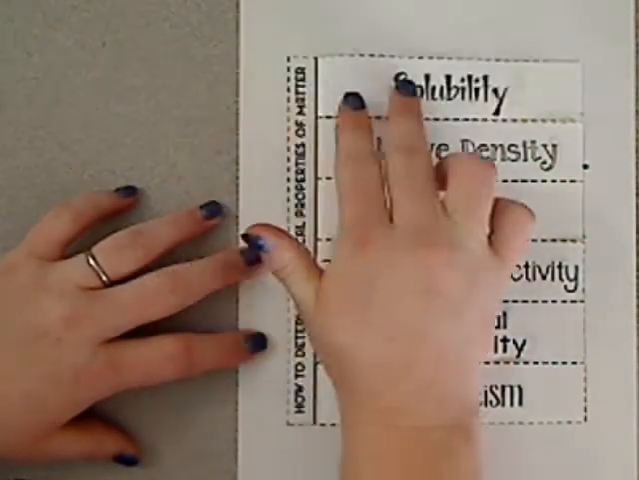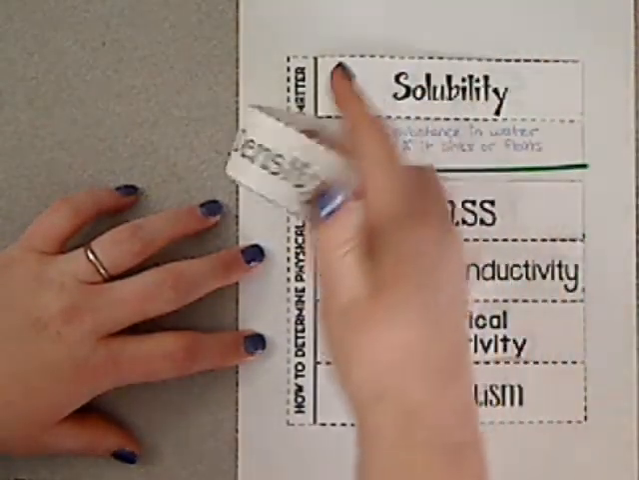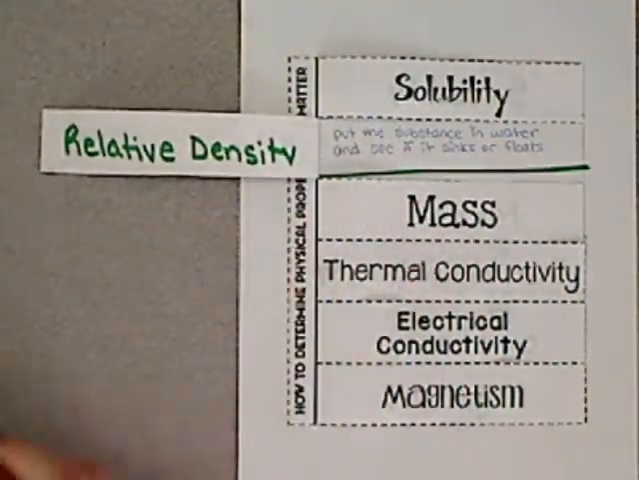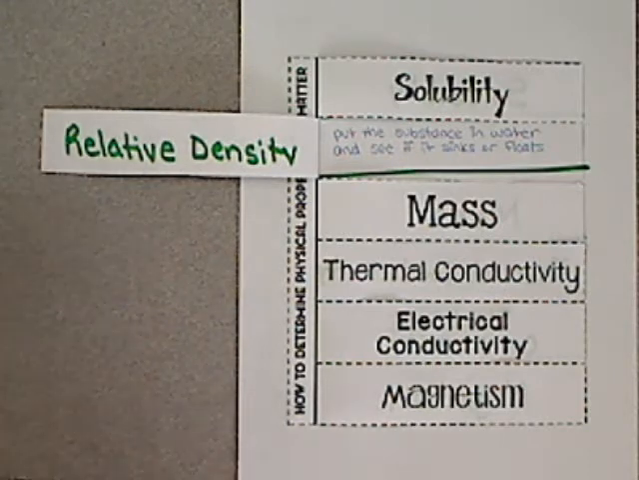So solubility. All right, relative density. So for relative density, you put the substance in water and see if it sinks or floats. So if something is more dense, it sinks. If it's less dense, it floats.